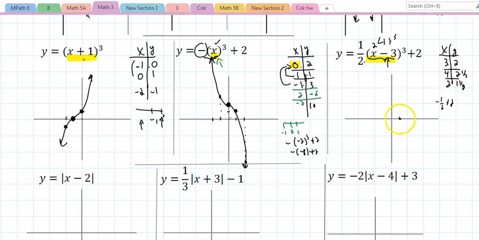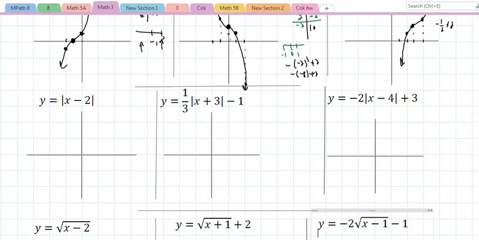Now, 3, 2. That's the main point. 4, 2.5. 2, 1.5. There it is.